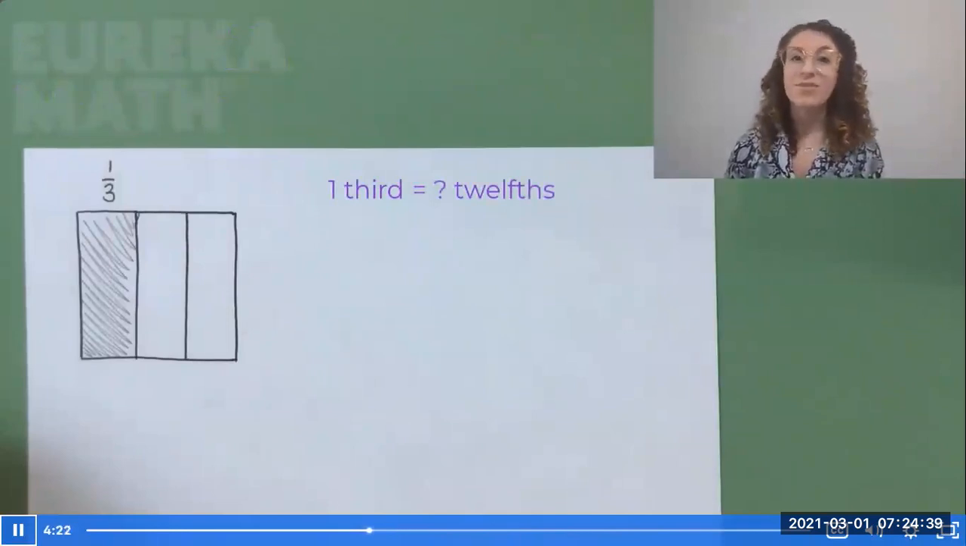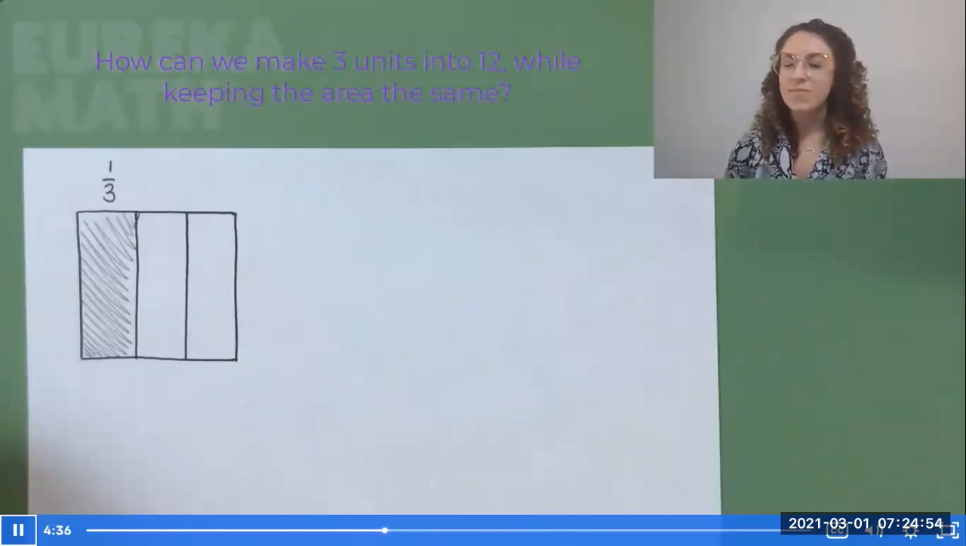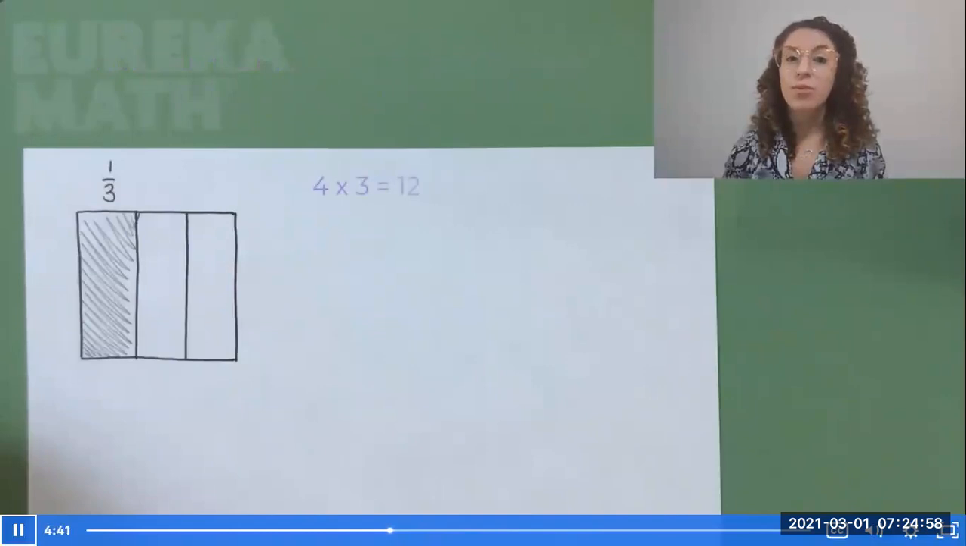We can use the area model to figure that out. Like the last problem, we could draw horizontal dotted lines to decompose the thirds into twelfths. Think, write, or draw for a moment. How can we make 3 pieces into 12 while keeping the area the same? I know that 4 3s makes 12. 3, 6, 9, 12. So I think we need to decompose our thirds into 4 smaller parts to make twelfths. Pause the video and decompose your thirds into twelfths.